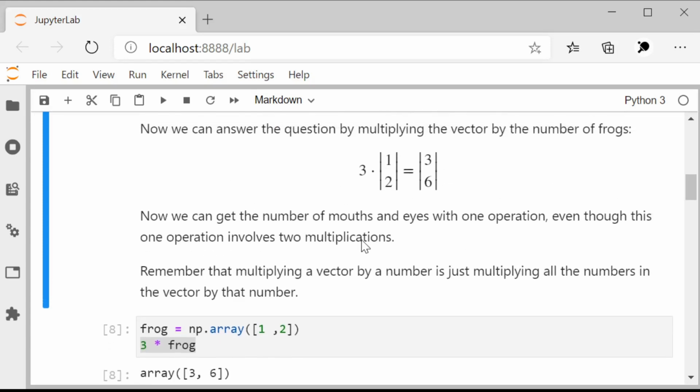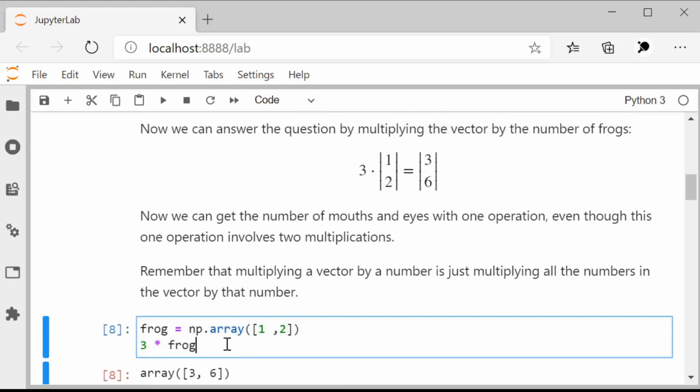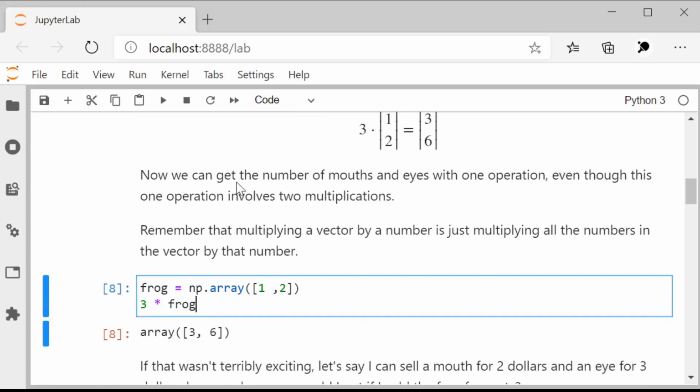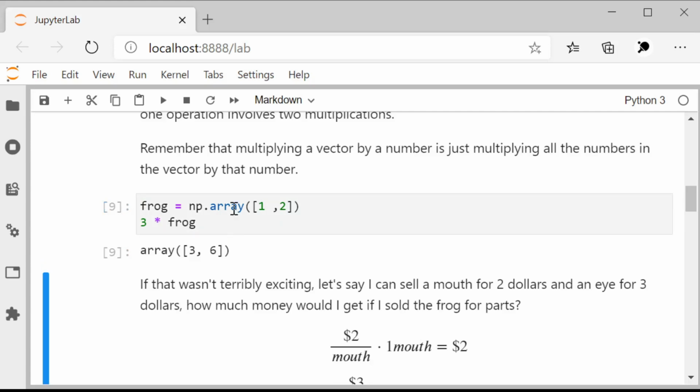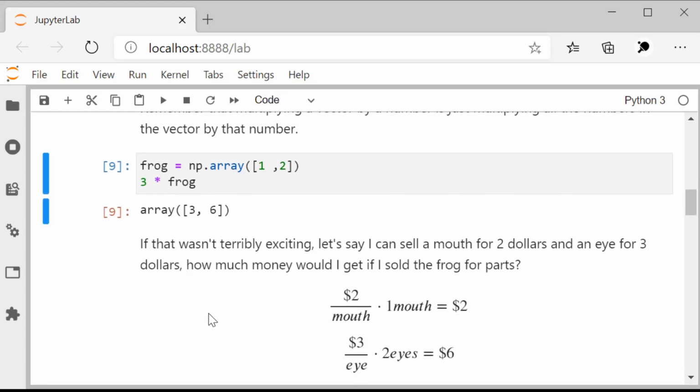I'll just use Python to do these calculations, so that I'm not making up stuff. This is a real thing going on here. I'm going to create a vector with 1 and 2, so that's one mouth and two eyes, and I'm just going to multiply that vector by 3. You'll see the multiplication symbol right there. I'm not doing anything fancy, and I end up with 3 mouths and 6 eyes.